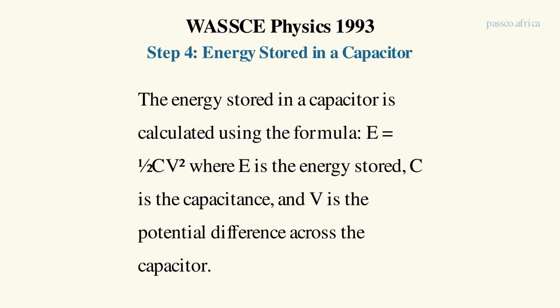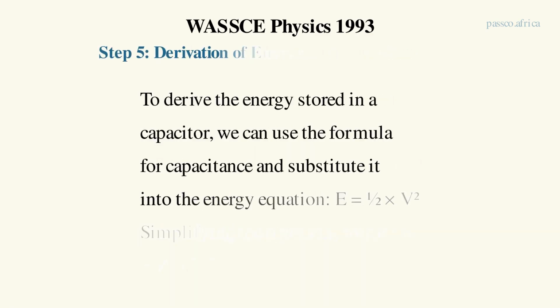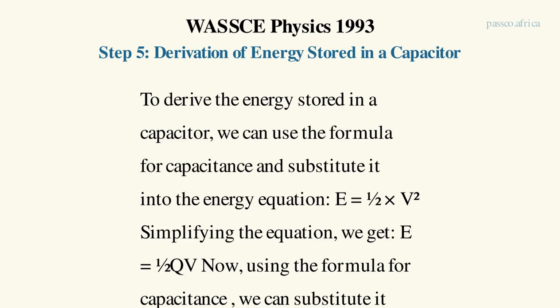Step 5. Derivation of energy stored in a capacitor. To derive the energy stored in a capacitor, we can use the formula for capacitance and substitute it into the energy equation, E equals 1/2 times QV. Simplifying the equation, we get E equals 1/2 QV. Now, using the formula for capacitance, we can substitute it into the energy equation. Simplifying further, we get E equals 1/2 CV squared.